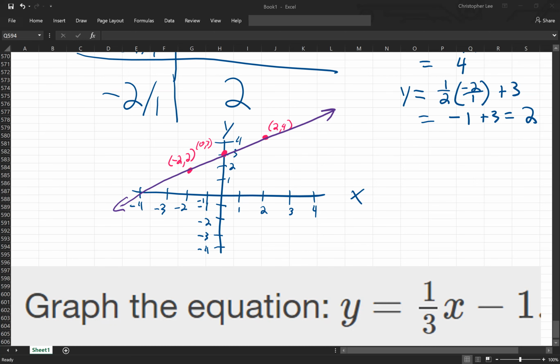Inverse it. Get rid of the fraction. That's the wise decision. If possible, get rid of the fraction.